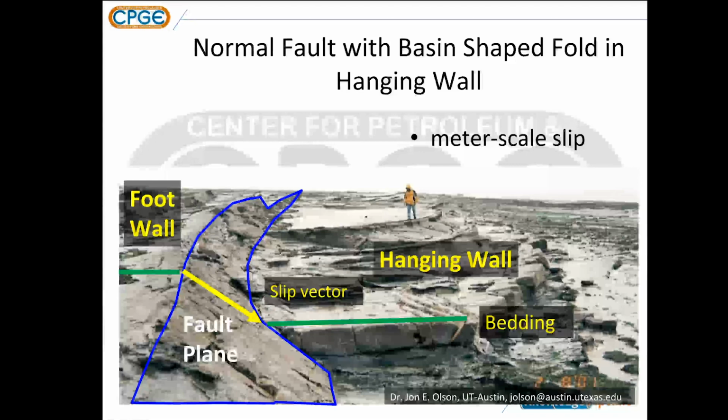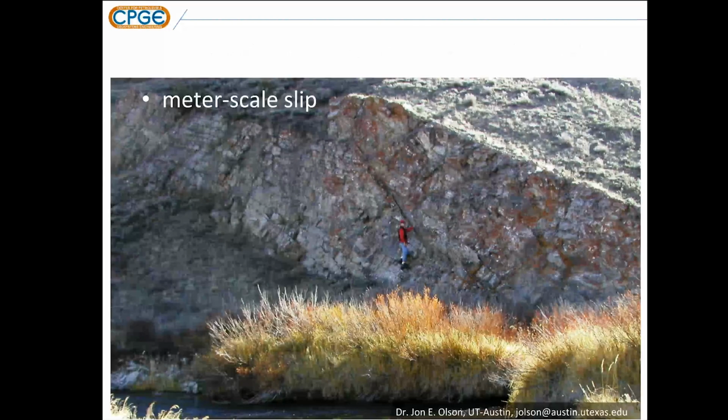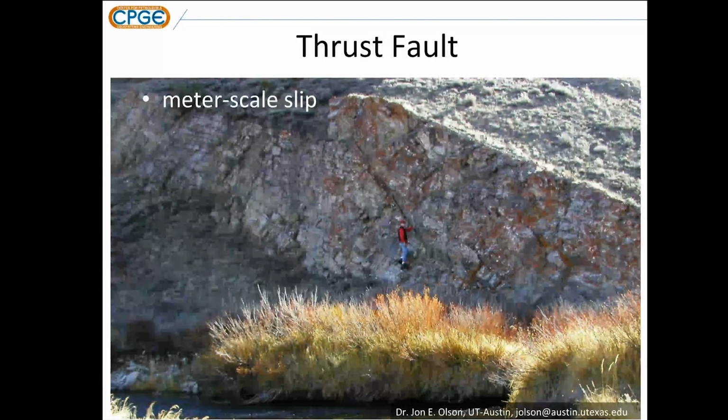Here's a thrust fault with a similar scale of slip. You can see a geologist standing there with his hand on the fault for scale, and the slip here basically is the hanging wall, or the block above the fault, has actually moved up in this case. We can find other examples of faults where the scale of slip is smaller.